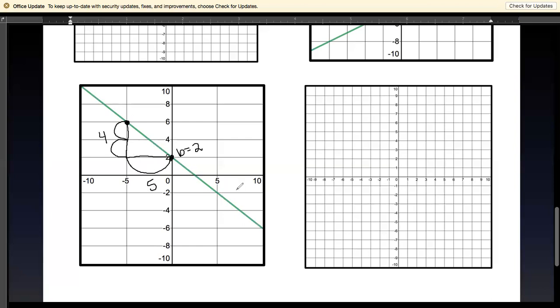Is my slope positive or negative? Negative. So my slope would be negative 4/5. My y-intercept is positive 2. So my equation would be y equals negative 4/5 x plus 2. Y equals negative 4/5 x plus 2.